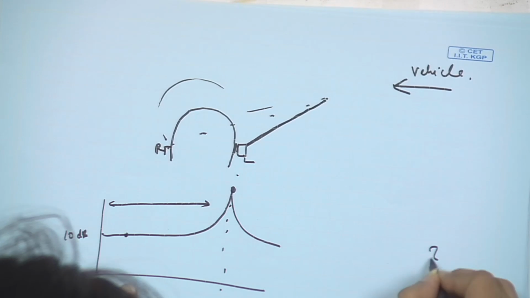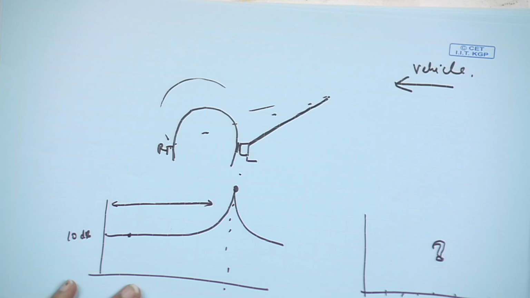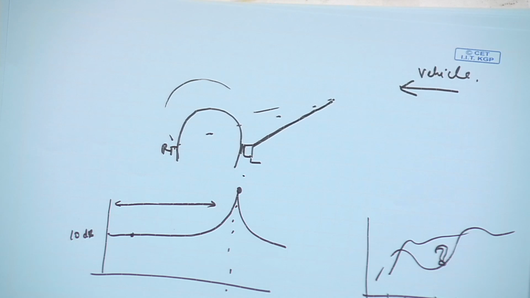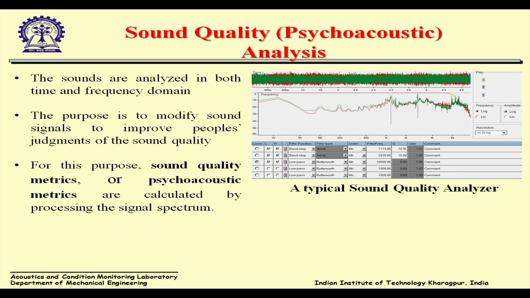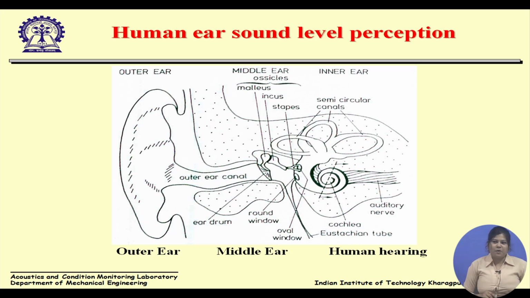What happens with the human ear is that if instead of a microphone we have this human ear and the sound is passed, then based on what the frequency of the sound is, it varies. So some metrics have been defined to capture this frequency filtering of the human ear, and these are called sound quality metrics or psychoacoustic metrics. Psychoacoustic, why? Because these are actually acoustic metrics. We measure the sound pressure and then we apply a frequency filter to get these metrics. These are acoustic metrics, but because of how well they relate to human hearing, they are called psychoacoustic metrics. The most commonly used metrics are A-weighted level, loudness, sharpness, roughness, and fluctuation strength. There are others as well, but I am only going to discuss the most common ones. So now this is the human ear.